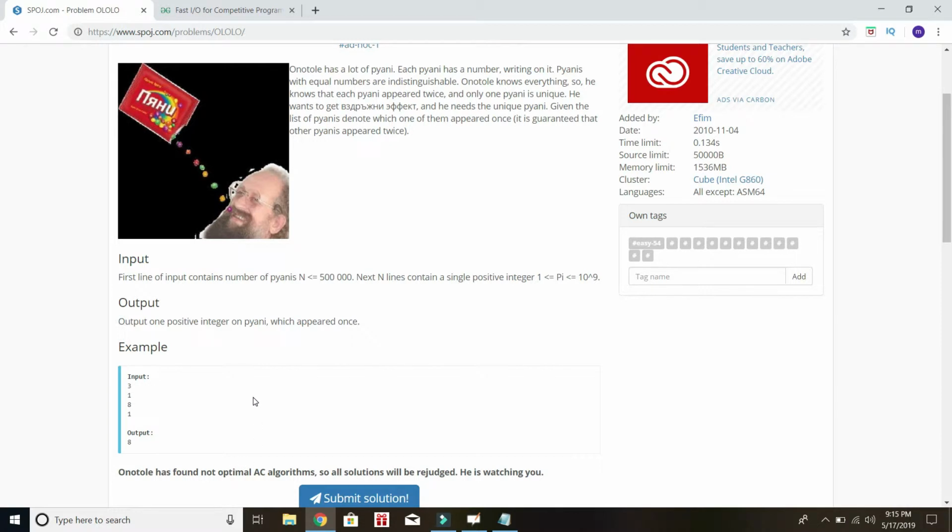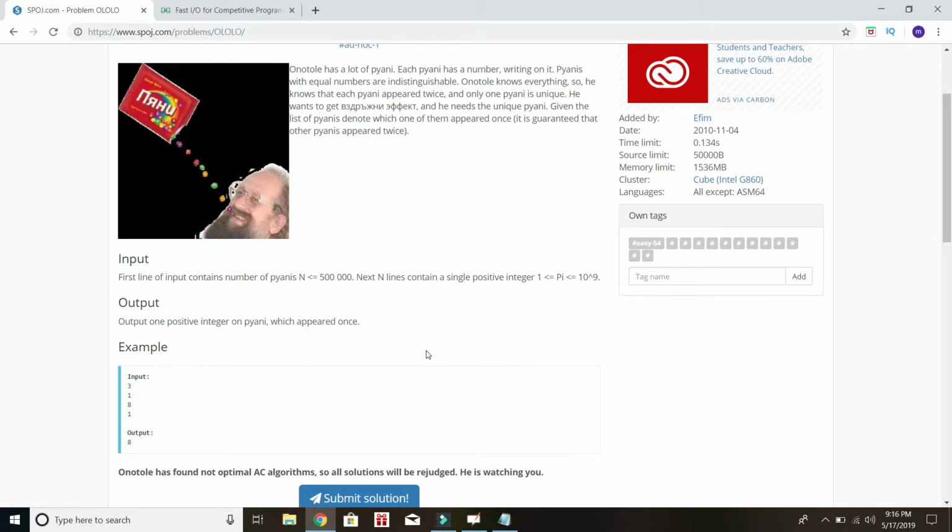Now to solve this problem, you need to have this in your mind: you have an array of integers. In the sample case, you have an array of size 3, and that array contains the values 1, 8 and 1. You need to find the value in the array that occurs only once. In those 3 array indices, you have these values, and the value 8 occurs only once, so this would be our output.